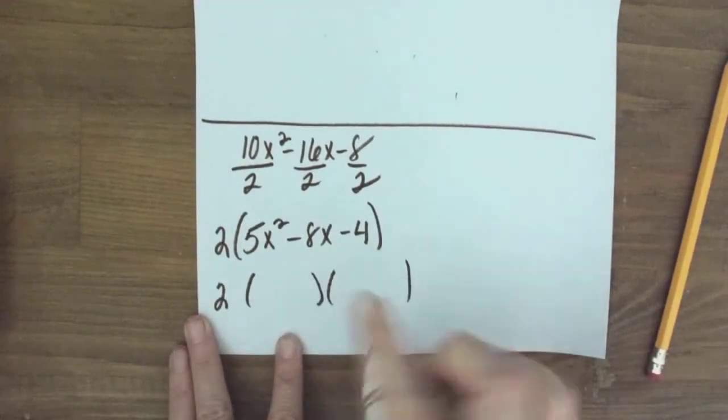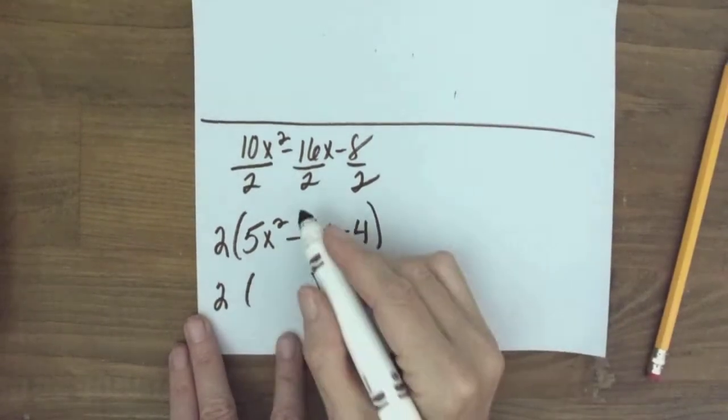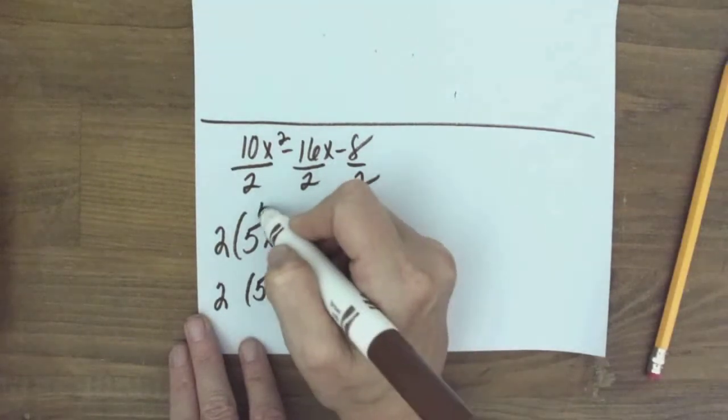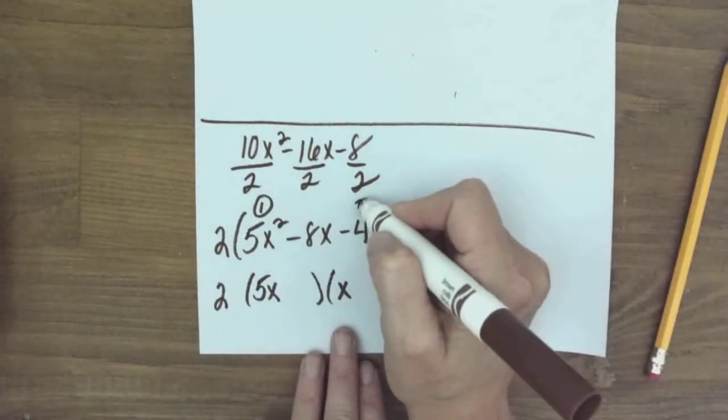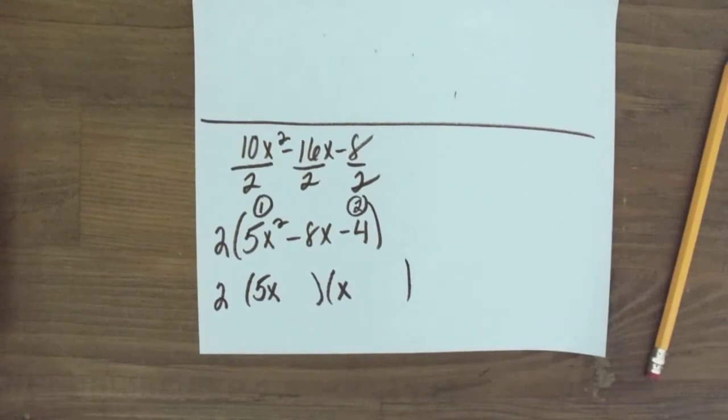I'll bring the 2 down. The nice thing about a 5 is the only way to get 5x squared is with 5x and x. So I know I have that one right, so that's my first step. Second step here is to think of numbers that multiplied together give you -4. What kind of stinks about this is you could choose 4 and 1 and make 1 positive and 1 negative, or you can choose 2 and 2 and do the same thing. You just need to try some numbers and see what you can get.